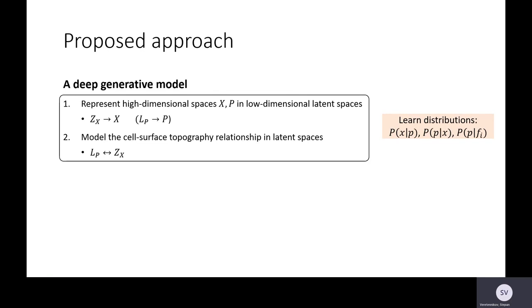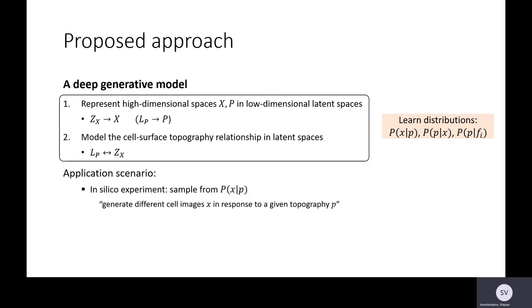First is the probability distribution of images on a given topography. Secondly, the probability of topographies given a cell image. And thirdly, and also a convenient way to make queries, is the probability distribution of topographies given some feature of a cell image. So, for example, given a nucleus form factor, we would like to generate different topographies.